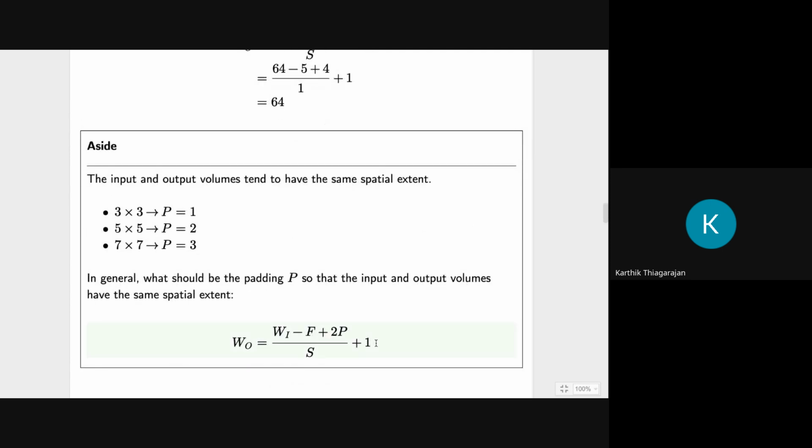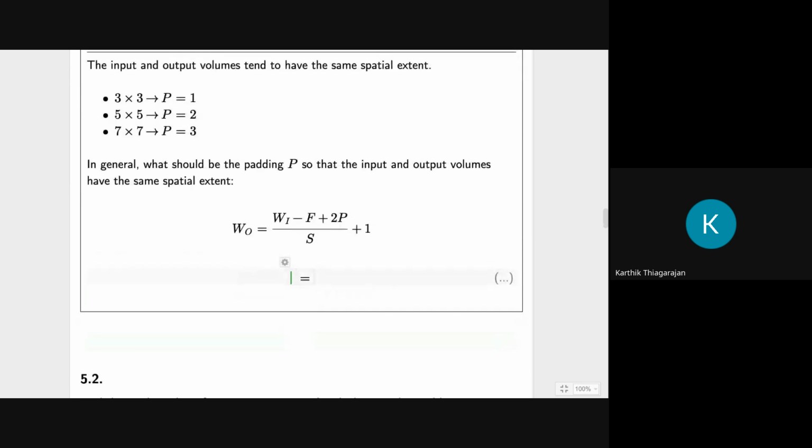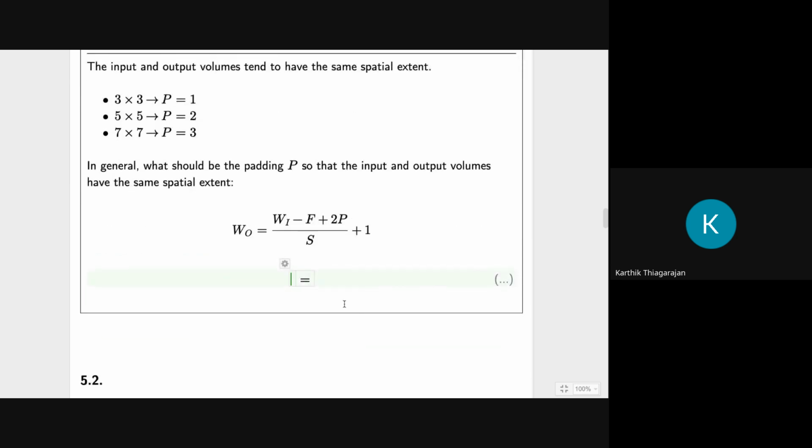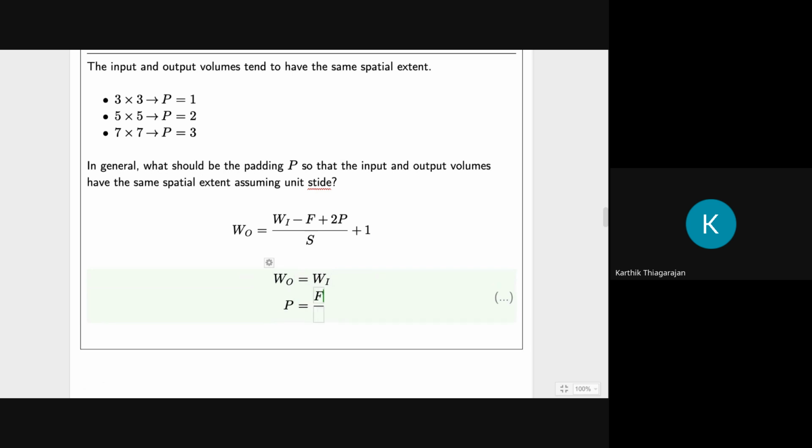So you have W0 equal to, this is the equation that you have. What should I write here if I want to find out P? I should write W0 equal to WI, right? Assuming unit stride, so we make stride 1, therefore S is 1, and you can just see that P is equal to, W0 and WI will get cancelled. So you will end up with (F minus 1) by 2. Is that correct?